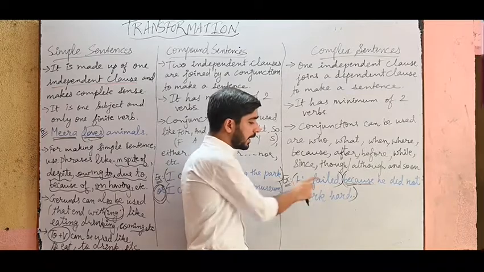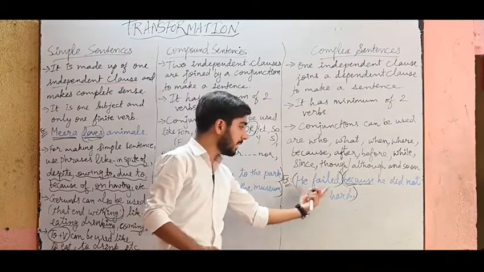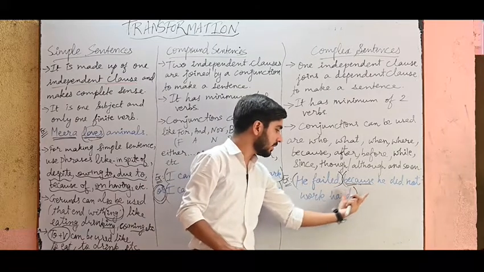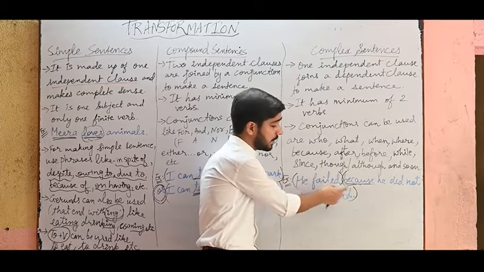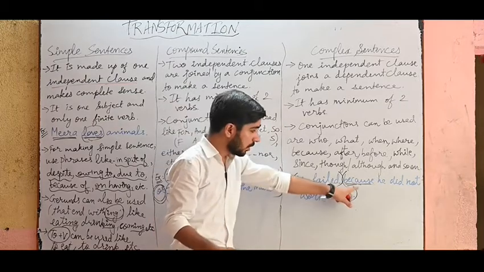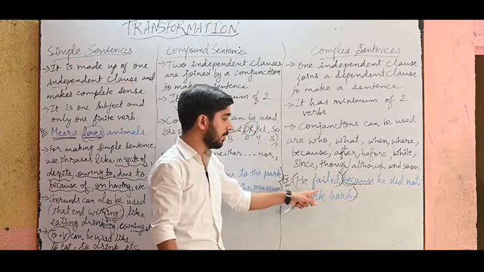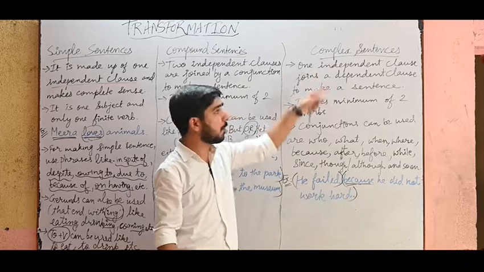"He failed." Is it complete? Yes, the sentence itself is complete. It makes sense. So this is the independent clause, and this, "because he did not work hard," is dependent on this. If I don't write the first part, the second part is incomplete. It does not make sense by itself. So this is called the dependent clause and this is the independent clause, and this is one subordinating conjunction, and that is how you make a complex sentence.